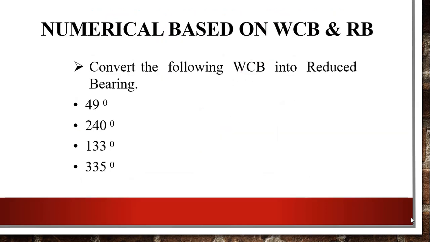Now, the numerical based on whole circle bearing and RB. You have to convert the following whole circle bearings into reduced bearing. Number 1 is 49 degree, number 2 is 240 degree, third bearing is 133, and last one is 335 degree. So, let us begin with the solution.